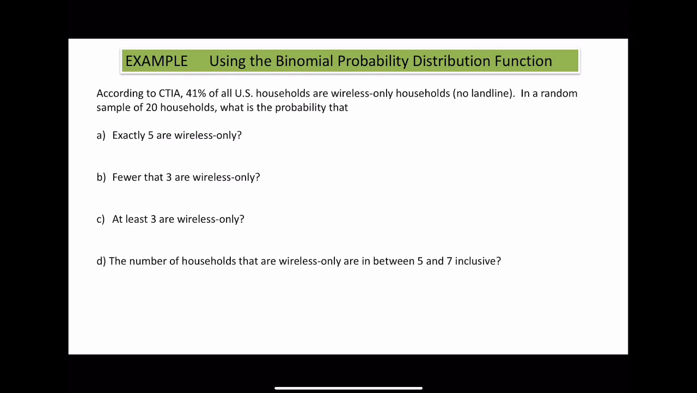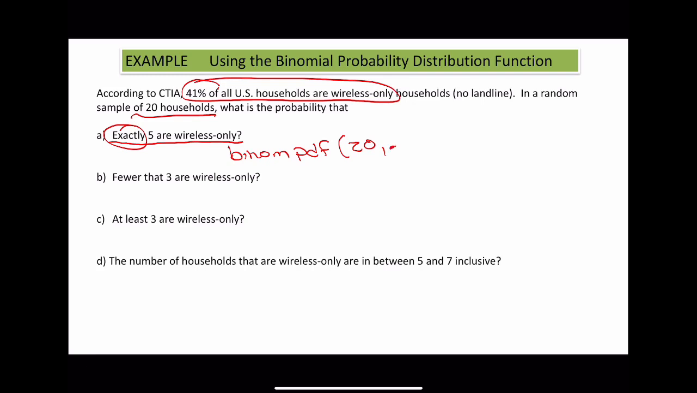Okay, hopefully you did this one. So first we have exactly 5 are wireless only. So when it is exactly, we use binomial PDF. And then we will say, because we have 20 households, that was our sample size. The probability a household is wireless only is 0.41. And then we want to know the probability there's exactly 5.